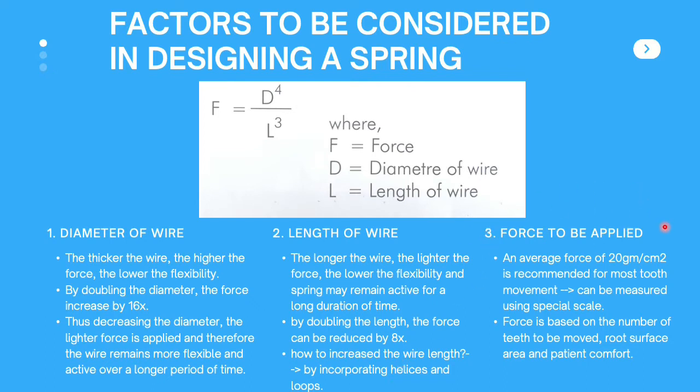And then the third factor is force to be applied. An average force of 20 gram per centimeter square is recommended for most tooth movement. It can be measured using a special scale. I'm not sure whether this scale is present in your clinic or not. Later, I will show you examples of the scale. The force is based on the number of teeth to be moved, root surface area, and the patient comfort. Now we will move on to the next factor in the next slide.